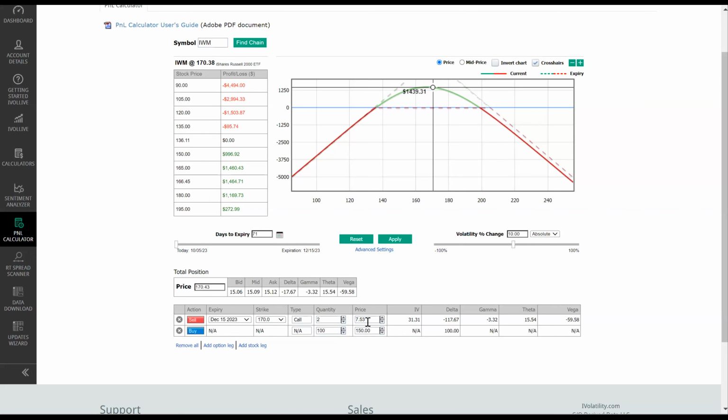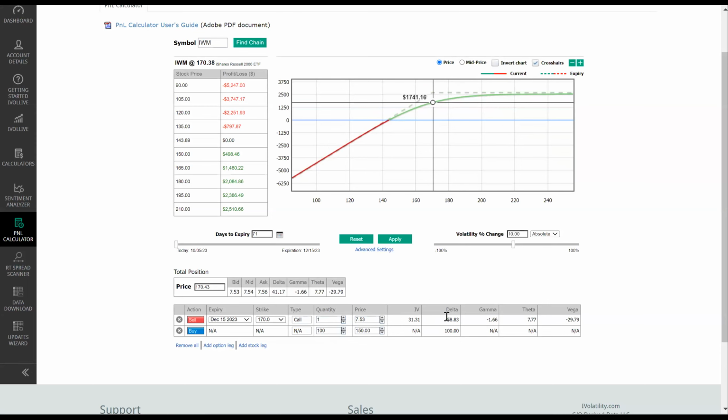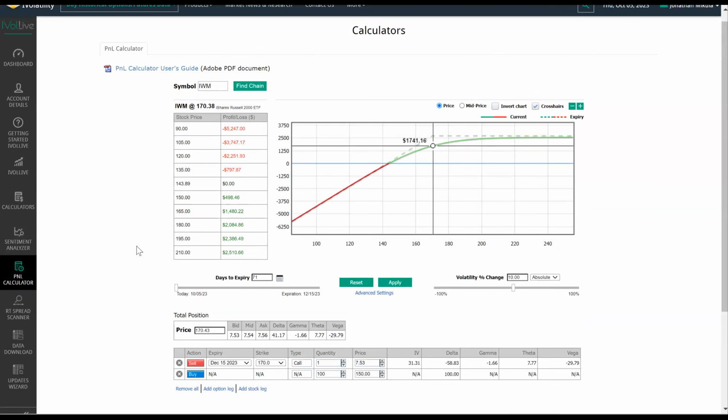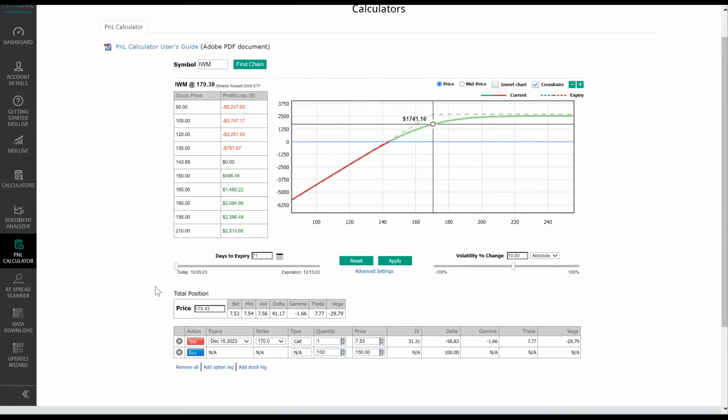And what that does is it doubles your income, right? So instead of 753, you're going to make almost $1,500 selling 2 covered calls against your 100 shares. So that's another very useful value add for this P&L calc when you're using covered calls. I love the ability of just looking at the delta very quickly in a non-complicated format. So that's another use case: covered calls.